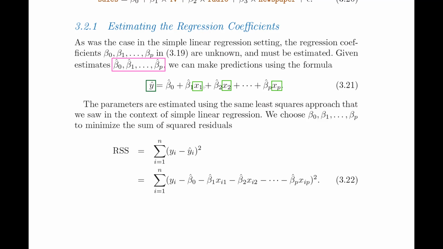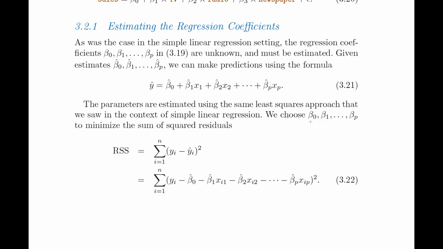Notice there's no hat on x1, x2. That's typically what you know, right? So if I intend to spend so much on TV, then you know it. You know your budget for next year's marketing cycle, $10,000 on TV, so much on radio, so much on newspapers. The parameters are estimated using the same least squares approach that we saw in the context of simple linear regression.